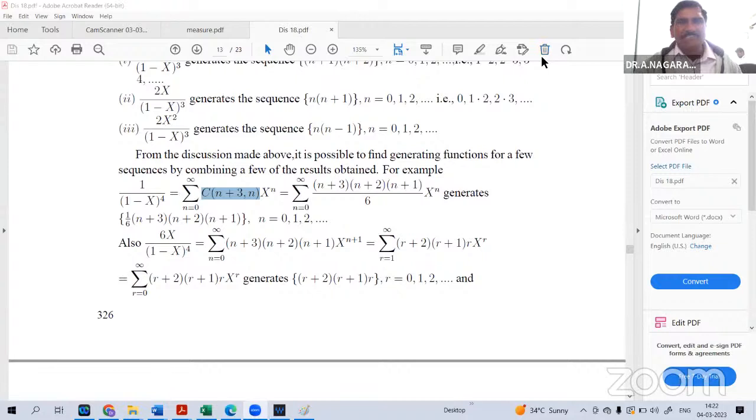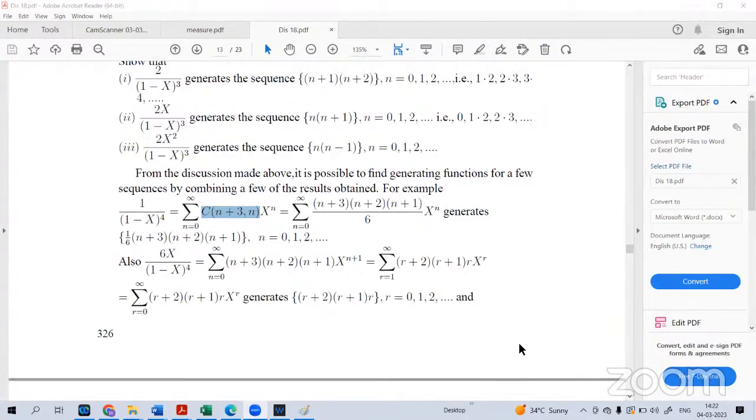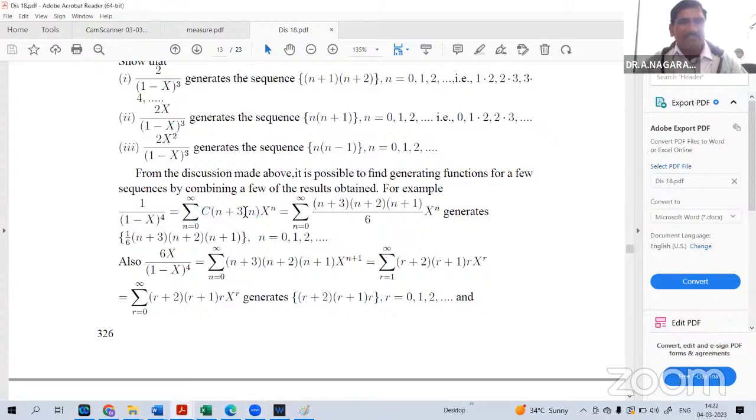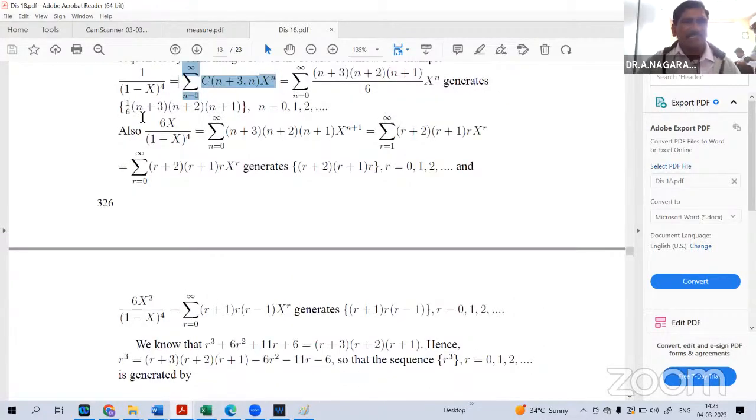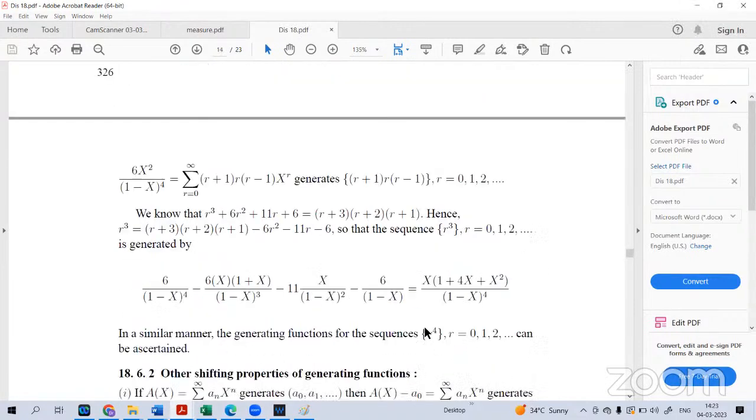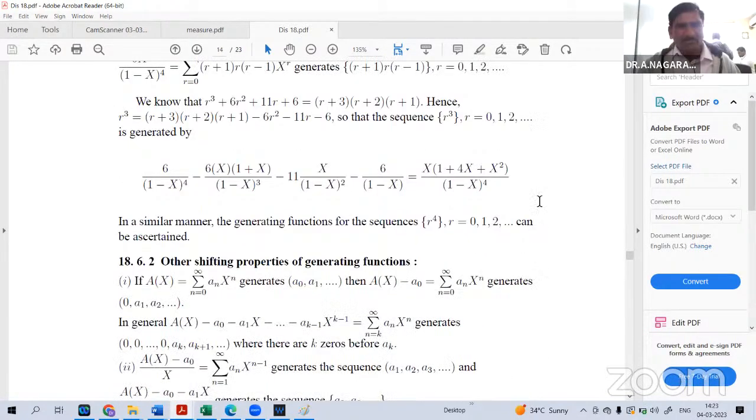Here, what is that? It is a generating function. Here, C(n plus 3, n) terms, I am selecting n terms. So C(n plus 3, n) x power n, that comes to the generating function here. Directly I can write that 1 by 1 minus x to the power 4. Similarly, I can go for that. This is an example of a generating function we can write. These are all problems we can solve.